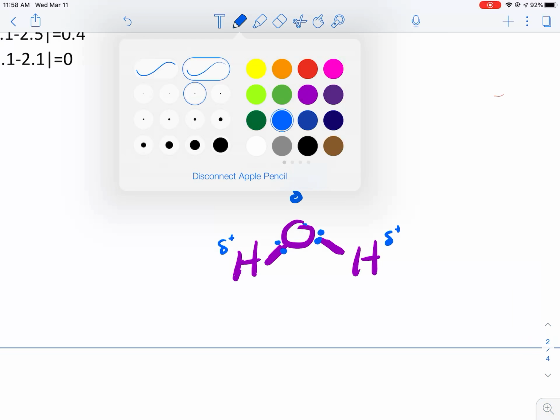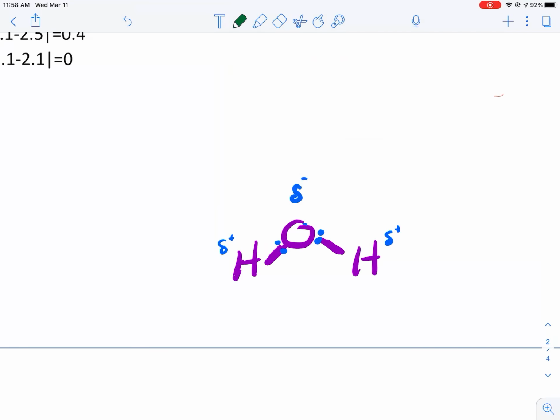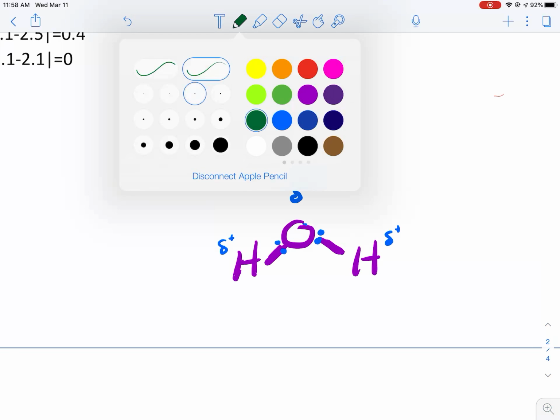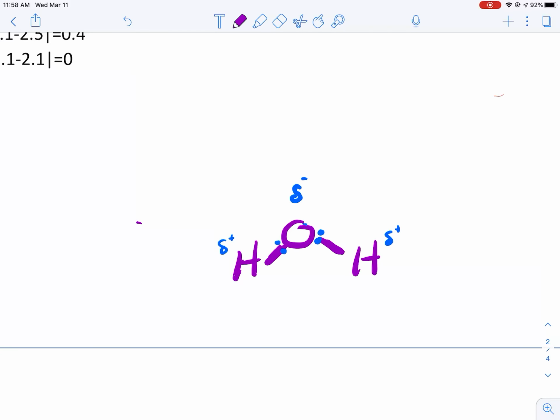The other way that this can be illustrated is with an arrow. And so if you take an arrow and you put a plus sign on one half of it, the arrow points towards the negative element, and the plus side of it is on the positive element. You don't usually have them both in the same molecule. So you either have the method that uses the arrows or the method that uses the signs.